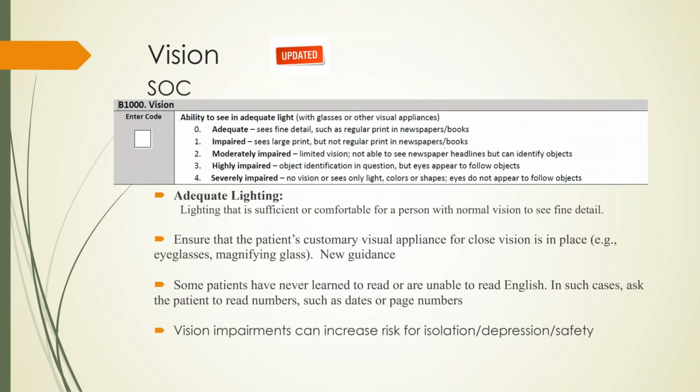And what you want to do is make sure they're using whatever it is that they usually use for small up close print. This is a little bit of a change also. Right now, you're only supposed to be able to use their glasses, but some people use magnifying glasses that used to not be allowed to be counted. But if that's what they usually use, that's updated guidance, and you can now score them with a magnifying glass if that's what they do. And then just remember our patients that might not read English. You might want to use numbers and pictures, things like that, besides reading. So we're making sure we're just getting to what their vision is.